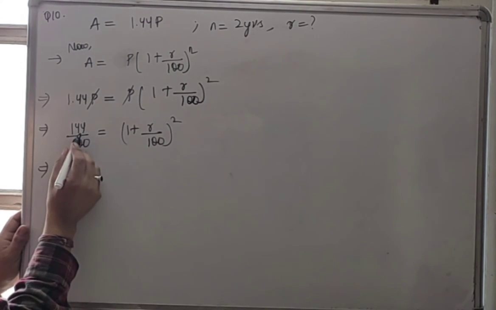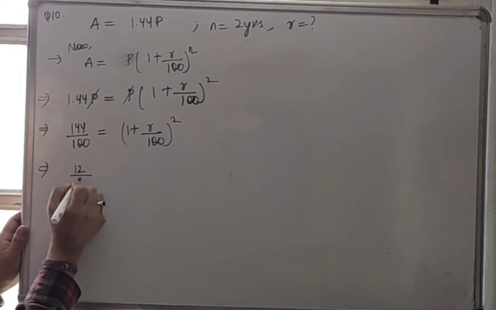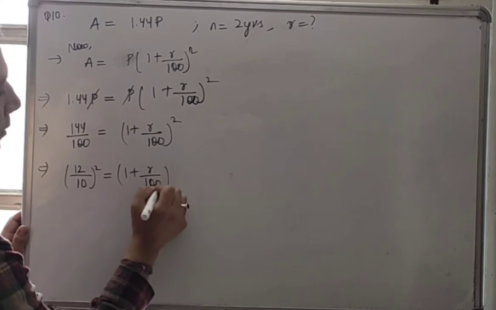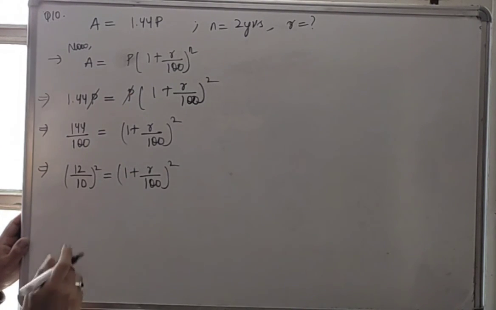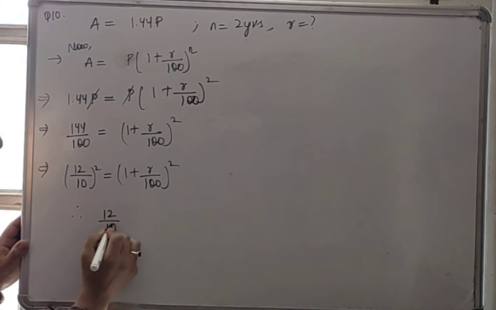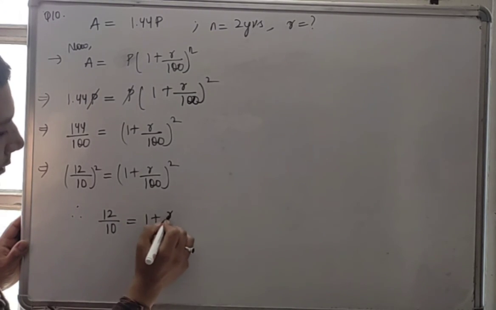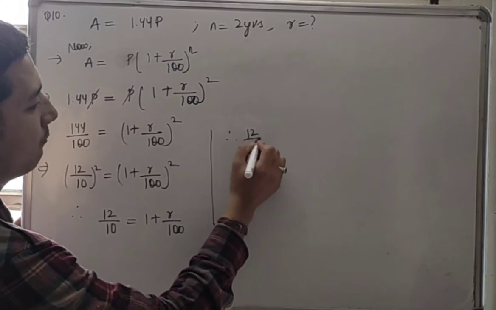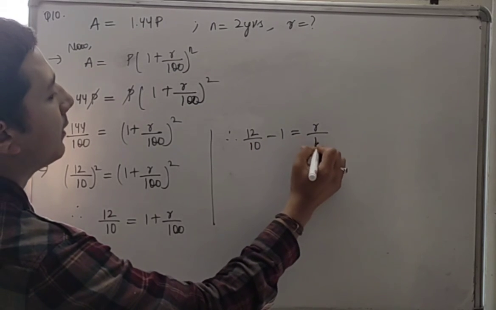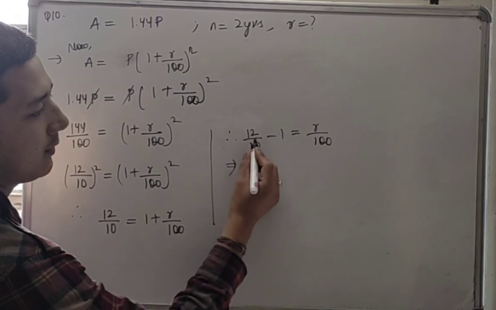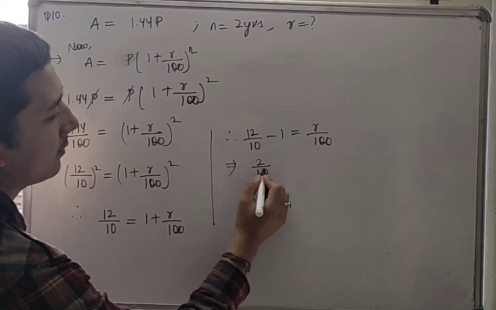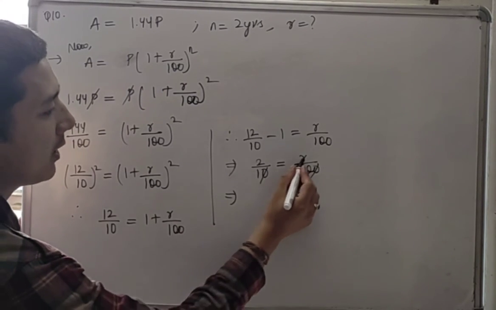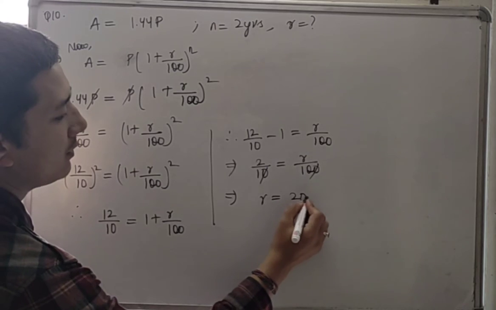Again, 144 is a perfect square, 100 is a perfect square, so (12/10) whole squared equals (1 + R/100) whole to the power 2. On both the sides the powers are equal, so therefore the bases are also equal. 12/10 equals 1 + R/100. So therefore I can bring 1 to this side. 12/10 minus 1 equals R/100. If you subtract, take the LCM. 12 minus 10 is 2/10, which equals R/100. 0 gets cancelled out, so therefore R equals 10 into 2, which is 20%.